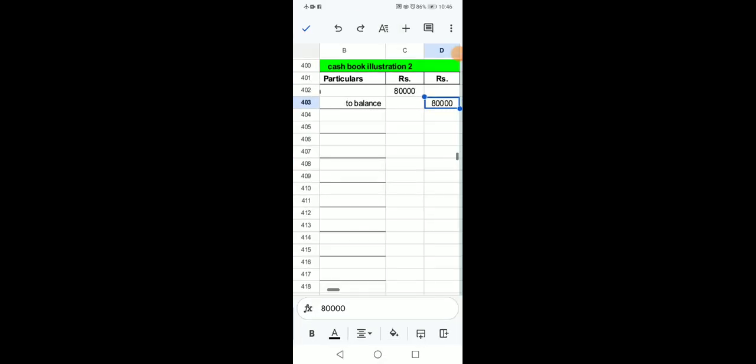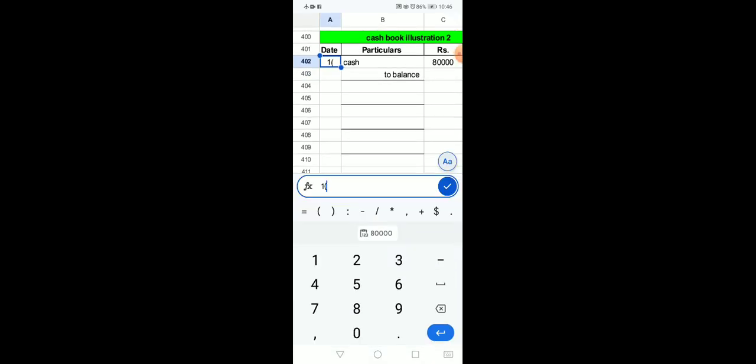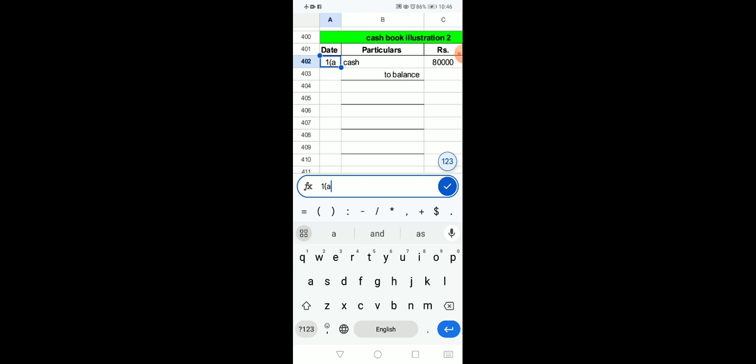Now let's see what is next. Again March 1, so we will divide it into two parts. We will write 1, and just for reference we will write 1A for the first entry, and now we are doing 1B for the second March 1 entry.